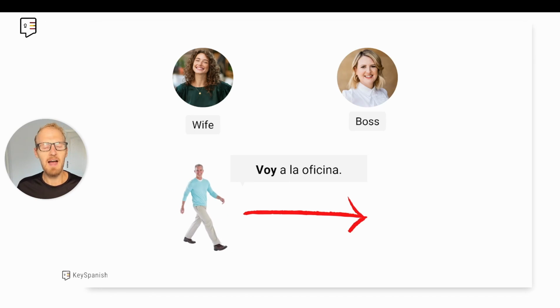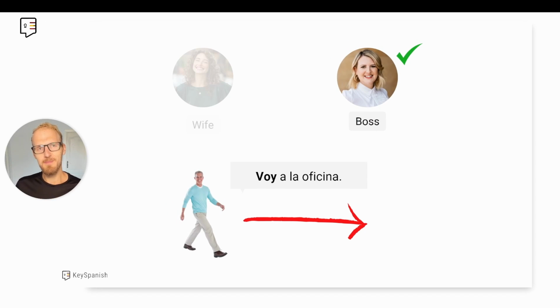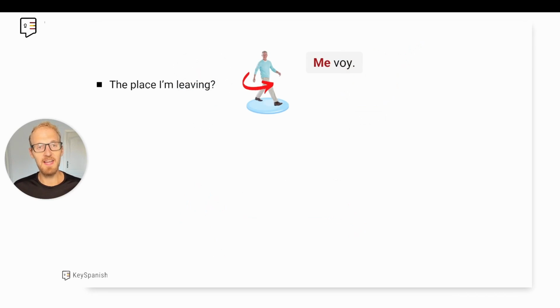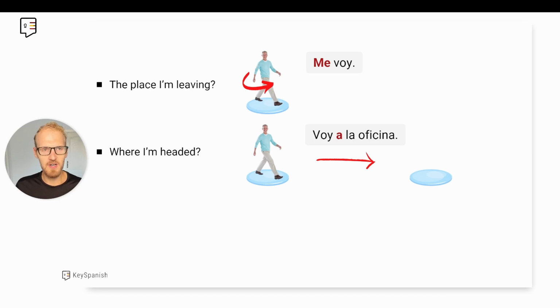However, my boss, what she cares about is not the place I'm leaving behind. It's just that I'm at the office, right? So if I say voy a la oficina, I would say that to my boss because, again, what she cares about is my destination, where I'm headed, the office. Therefore, if the listener cares about the place I'm leaving behind, then I would say me voy. I would use irse. If what is important is where I'm headed, then I'd say voy a la oficina.